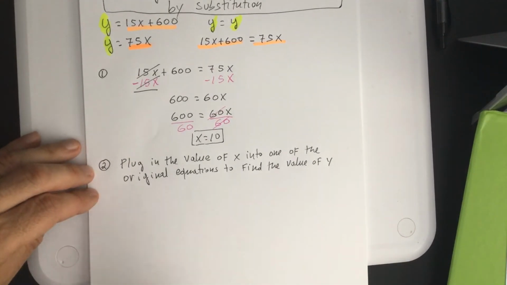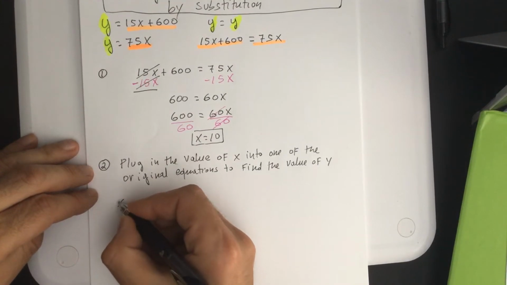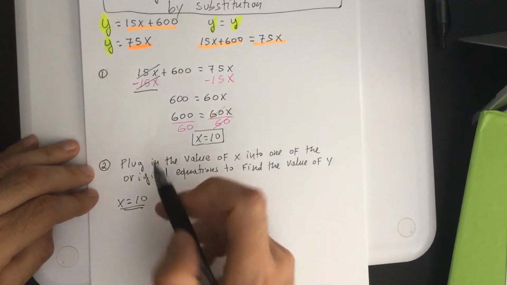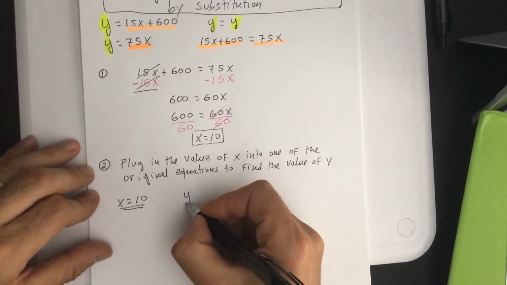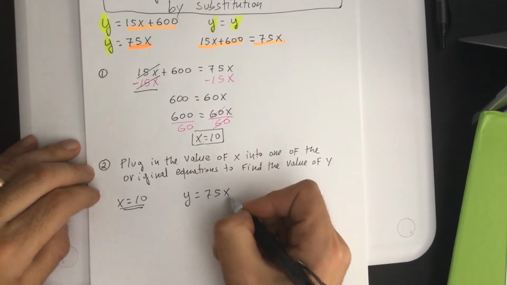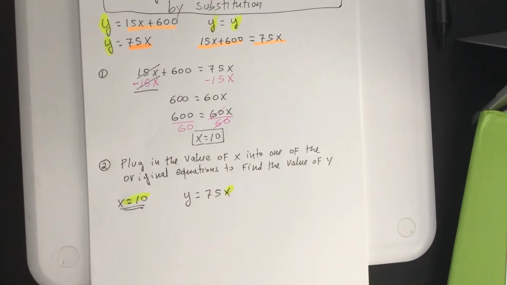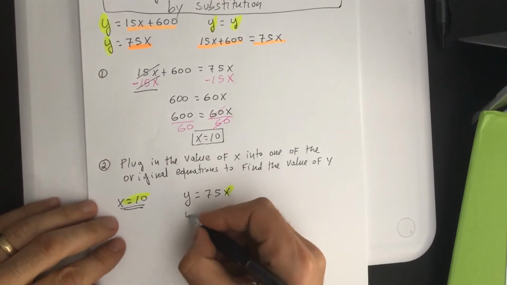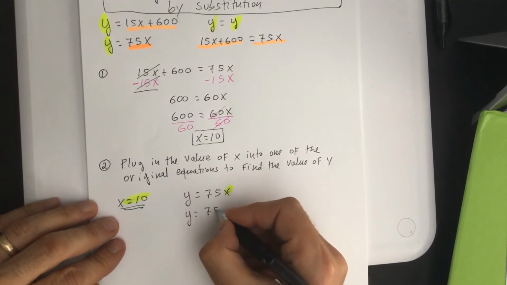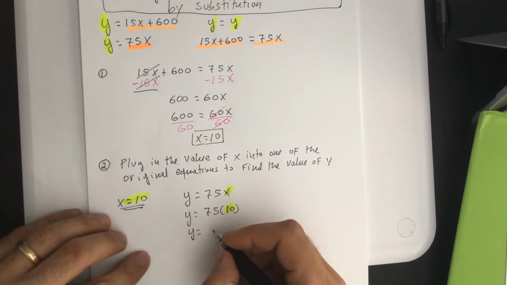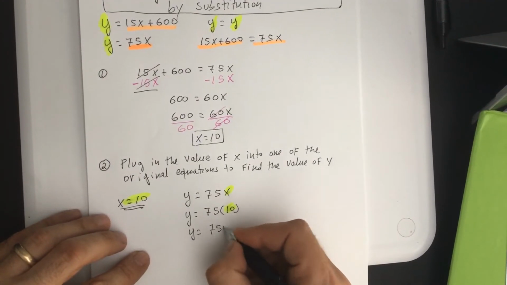So in this case, I know my x, right? My x is equal to 10. We know that. So I'm going to choose one of the original equations. I'm going to choose this one, y equals 75x. It doesn't matter which one. And now I'm going to plug that in there to find out what y is. So y equals 75 times 10. That is my x. Remember that. And that should give you the value of y, which is 750.